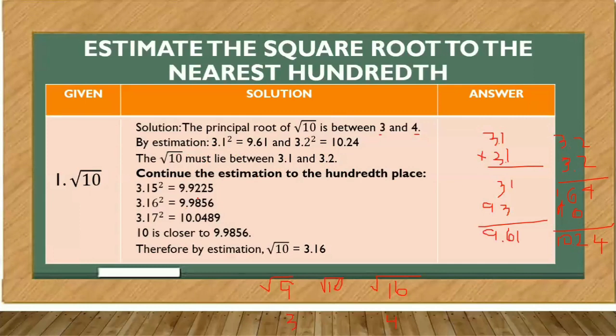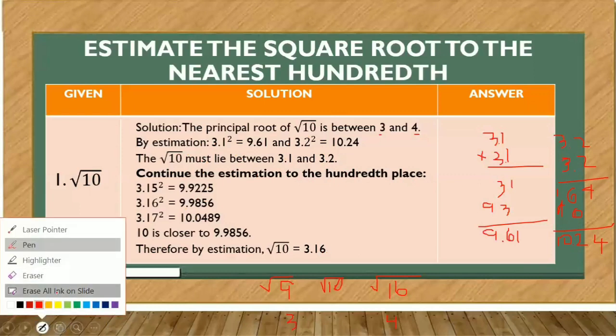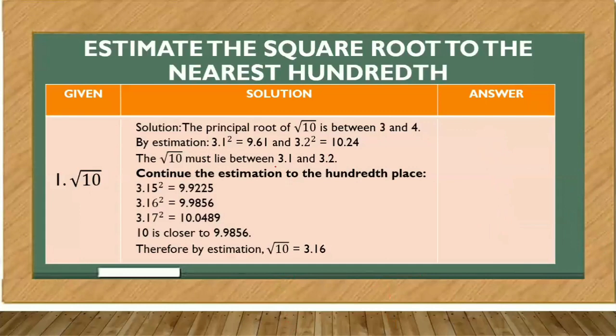So, continuation tayo. Continue the estimation to the 100 place. Kapag 100 place, ibig sabihin, dalawang decimal point ang magiging sagot mo. Alright? So, 10th, 100. Alright? So, let's have another estimation. So, 3.1, ang kanyang sagot is 9.61. So, try naman natin ng 3.15. 3.15, and square po yan.